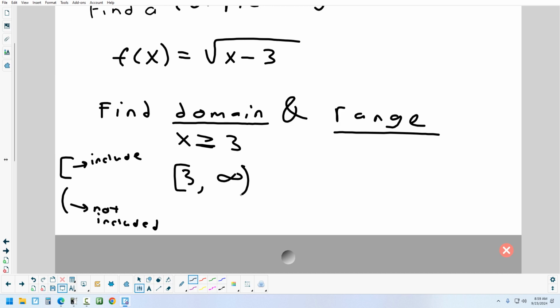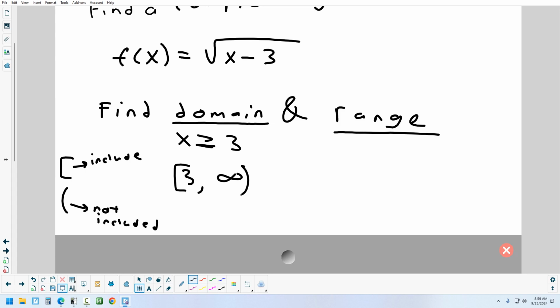There's 2 different ways to describe the domain. The top one is called an inequality. The bottom one is called an interval. If the directions don't say which way, you can do it either way. If on the test it says describe using an interval, then I'd be looking for the bottom one.